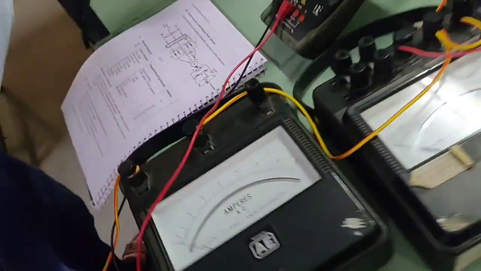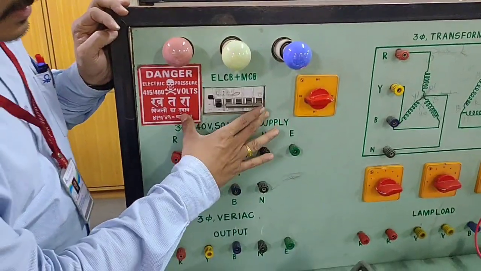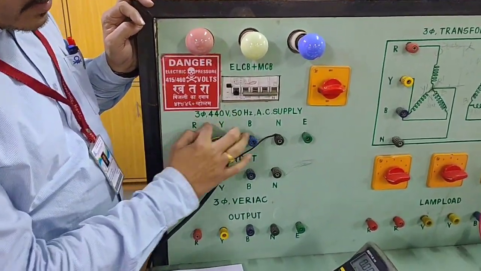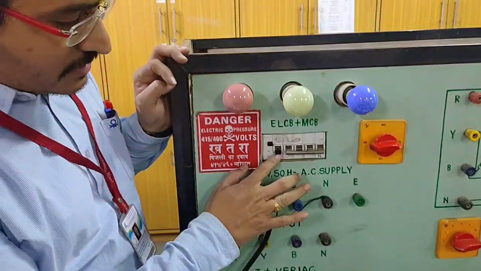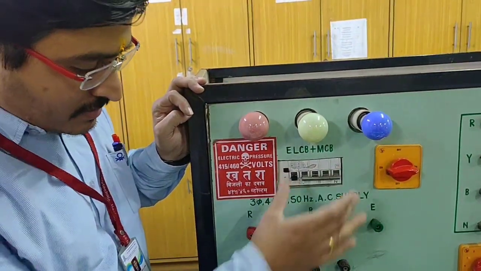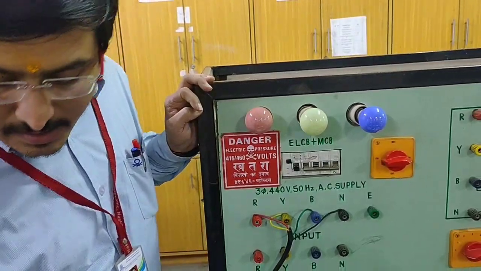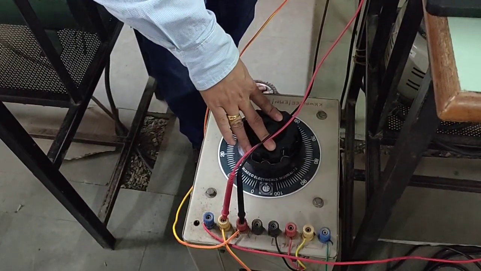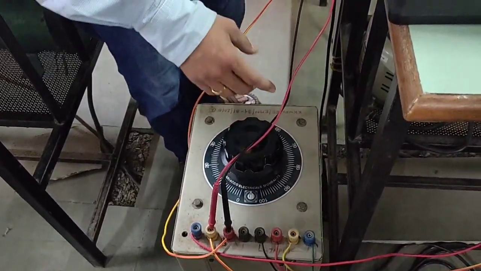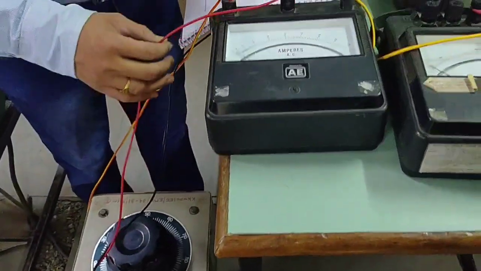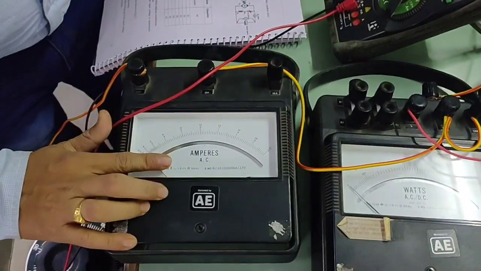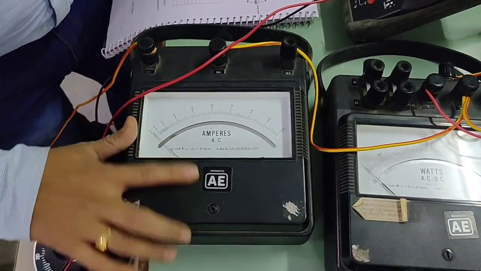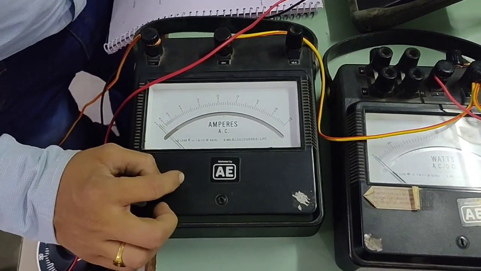Here you can observe the incoming supply, the RYB. For protection purposes, we use an ELCB plus MCB combination. Then we have the supply. Here you can observe the starter, this is the auto transformer starter. Then we move toward the connections. From this starter we have connected one wire, that is the R phase. This is the AC ammeter, which is used for the measurement of current flowing through the induction motor.